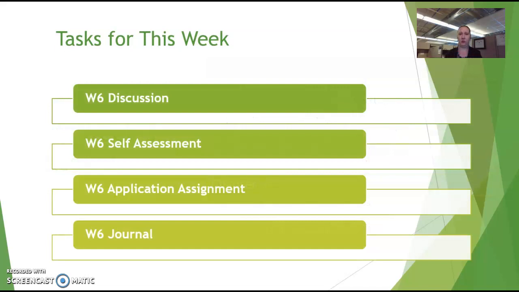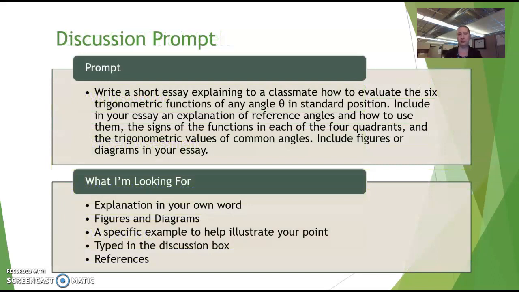So you've got your discussion this week, the self-assessment, the application assignment, and the journal. Your discussion prompt starts with "write a short essay." I am not looking for essay format. I know it says to write an essay, but this is a discussion. I'm not looking for a 5-paragraph essay with APA formatting. I'm not looking for a file. Don't type it up in Word and then attach the file. Type it into the discussion box, because nobody wants to download files to see what you've done. So make sure you type it inside the discussion box.